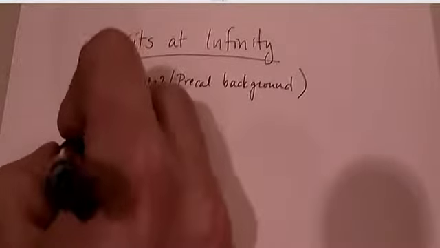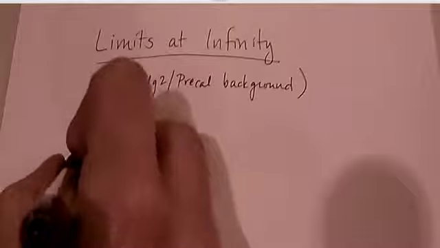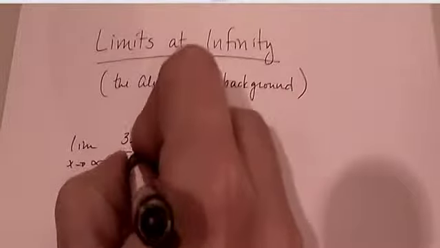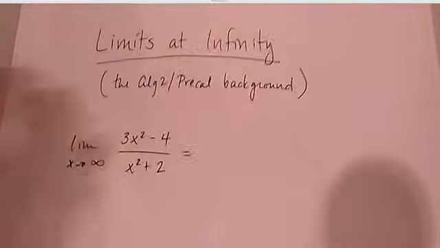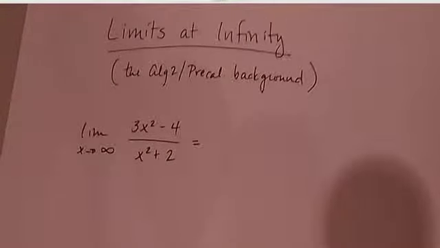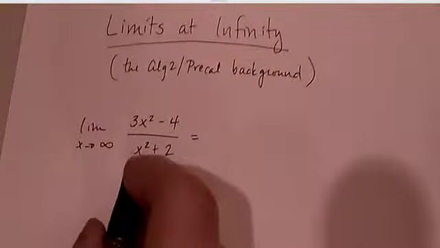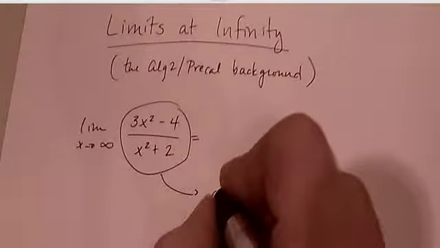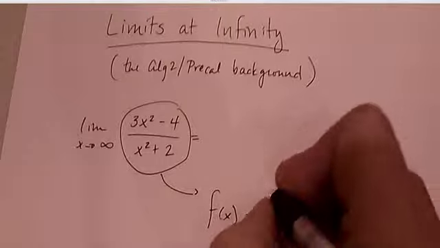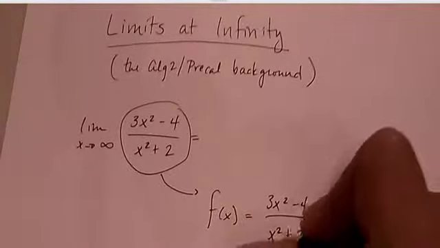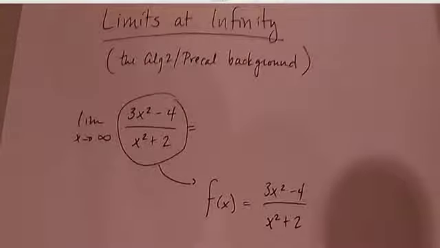Now, if we have something like the limit as x approaches infinity of 3x squared minus 4 over x squared plus 2 or something like that, what question is that really asking? That's asking what happens to this. And of course, this expression right here stands in for the function f of x, or whatever you want to call it, okay?